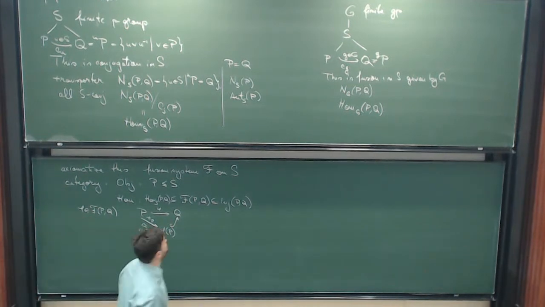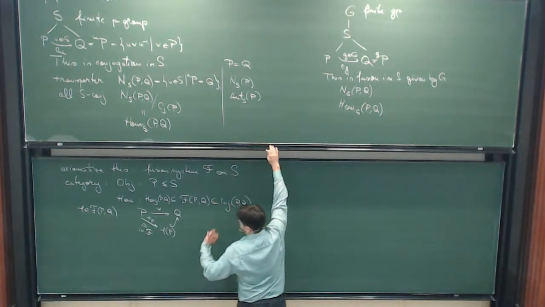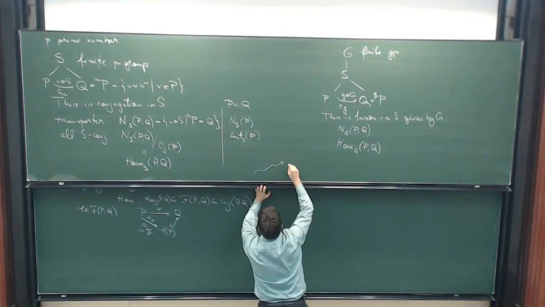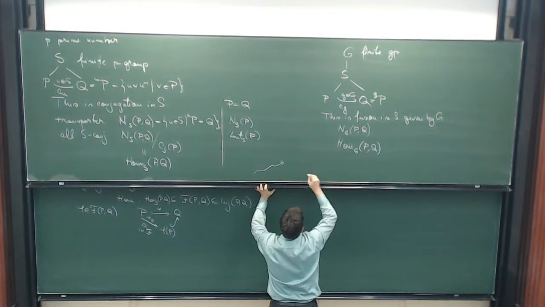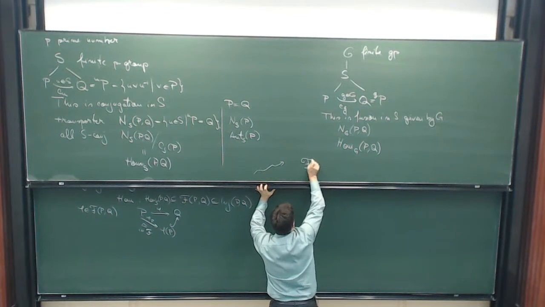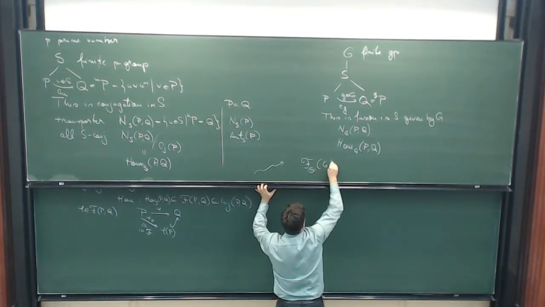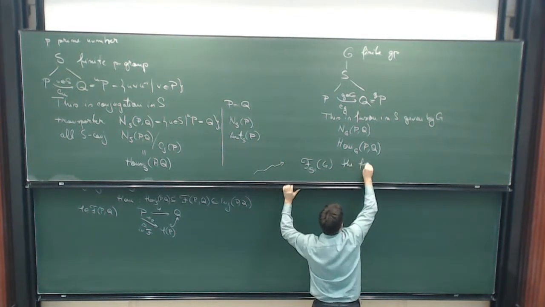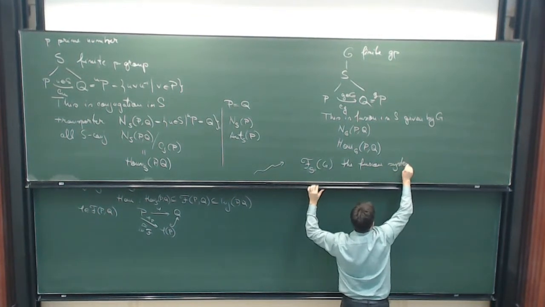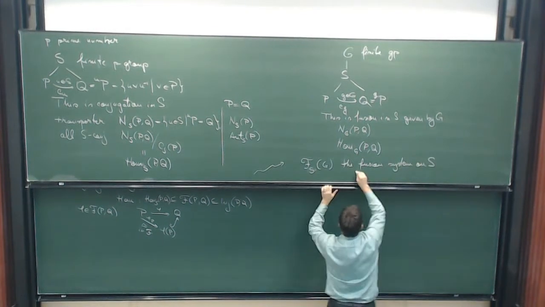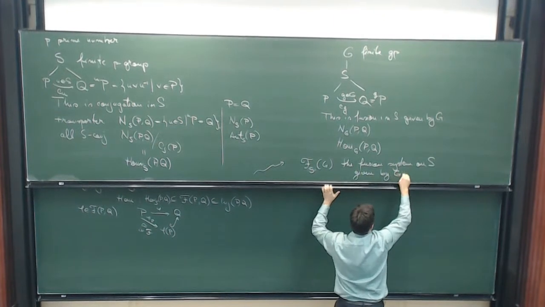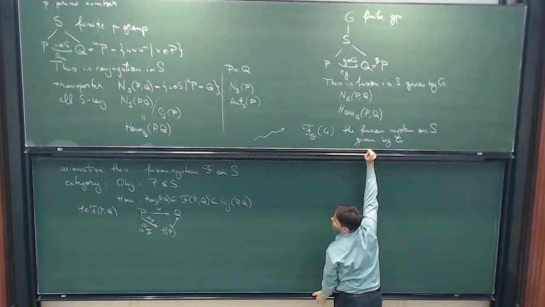So this is the fusion system, and if you want to construct the one that's given by the fusion in G, you denote it by F_S(G), so the fusion system on S given by G. Okay, just to introduce some notation.